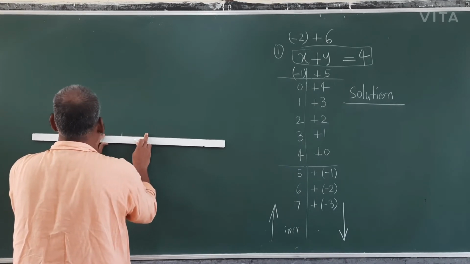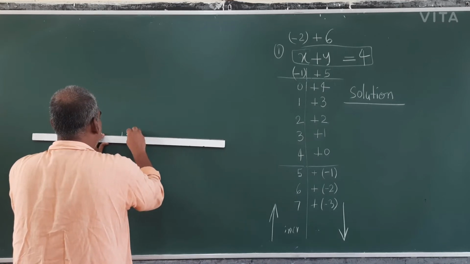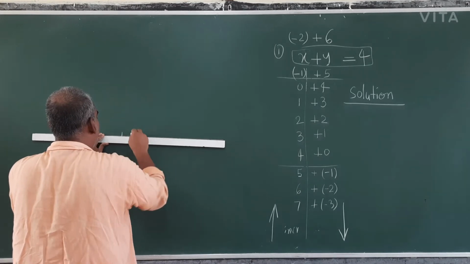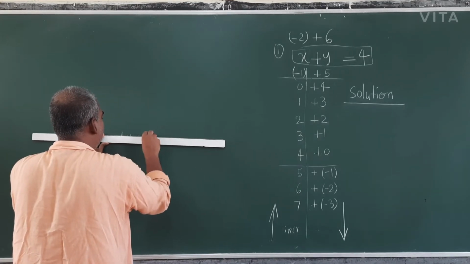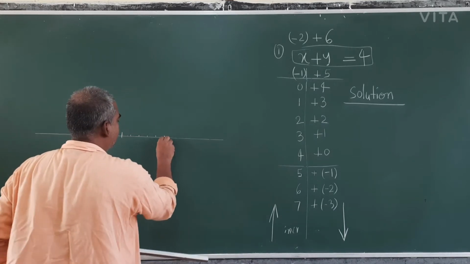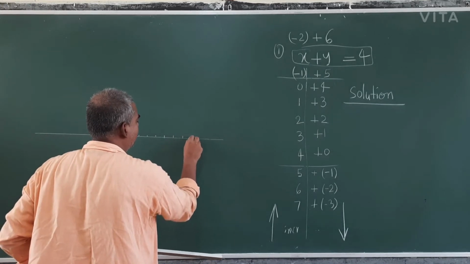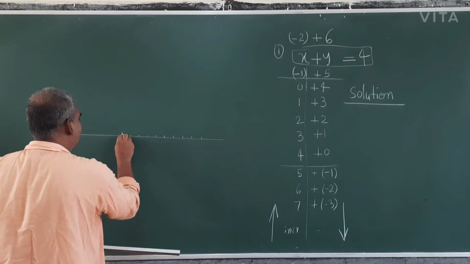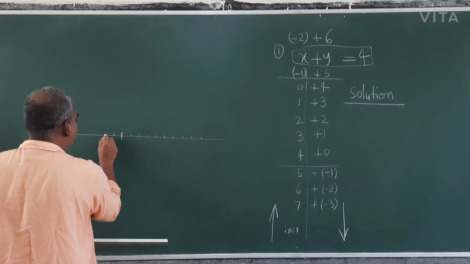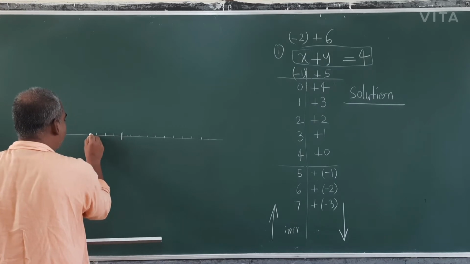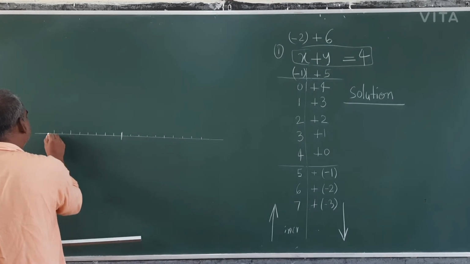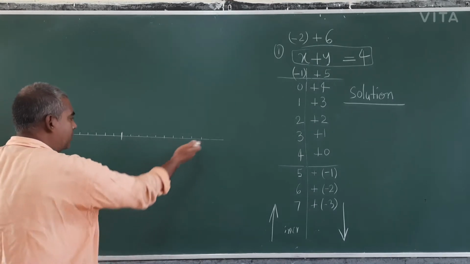And then, at equal distances, 1, 2, 1, 2, 3, this is 4, this is 5, 6, 7, 8, 9. You will be given graph paper, so there is no need to draw this here if you use graph paper. Like this. So this is the number line.